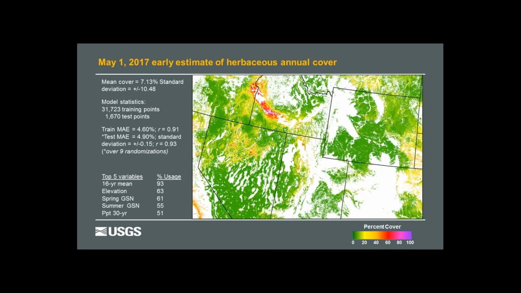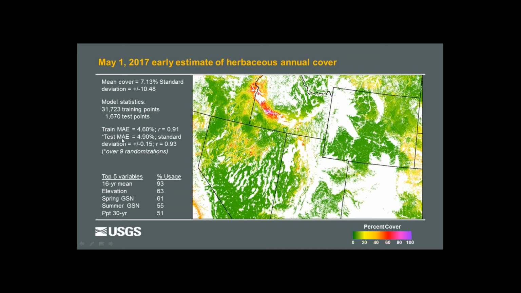Now I want to move to the early estimate. This is a data set where we stopped using MODIS NDVI data on April 28th. Basically, this is about the May 1st, 2017 early estimate of herbaceous annual cover. You can see higher than average cheatgrass or annual grass percent cover in the Snake River Plain and in the Winnemucca, northern Nevada area.